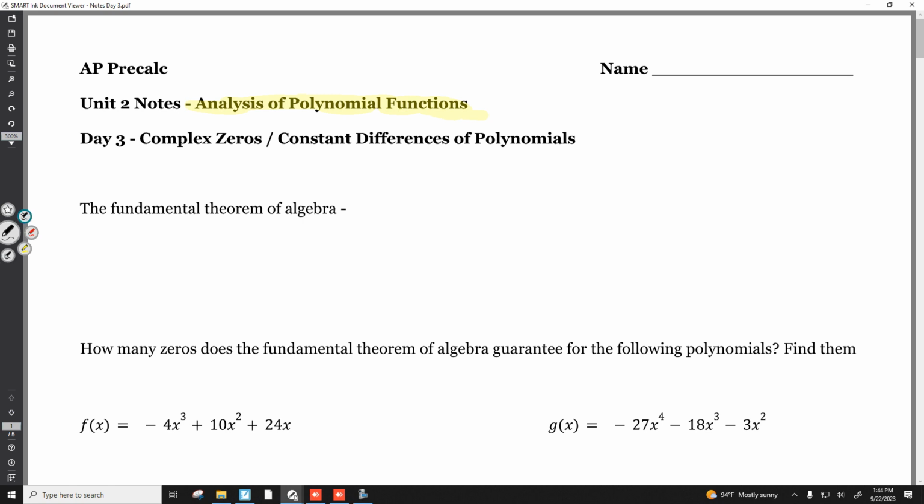The fundamental theorem of algebra. Just got to kind of go with it. I can't really show you exactly why this has to be true. Smart mathematicians proved it. But all the fundamental theorem of algebra says is that the degree of your polynomial has to equal the amount of roots.